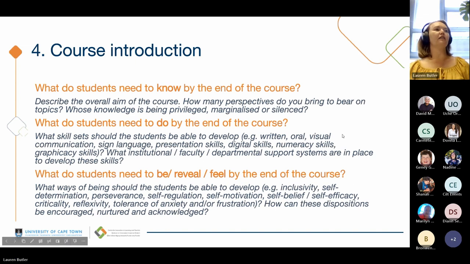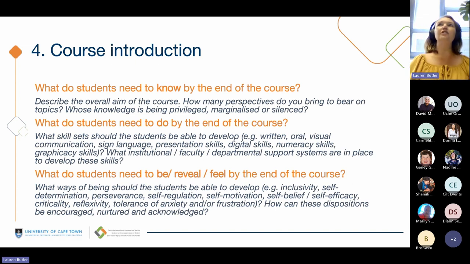Okay, and then the course introduction section. So this could possibly be quite a lengthy part of your course outline. And it would include indicating to students what they need to know by the end of the course, what they need to be able to do by the end of the course, and also what they need to be or reveal or feel by the end of the course. And these things refer to learning outcomes, so course level outcomes or week or topic level outcomes, for example.